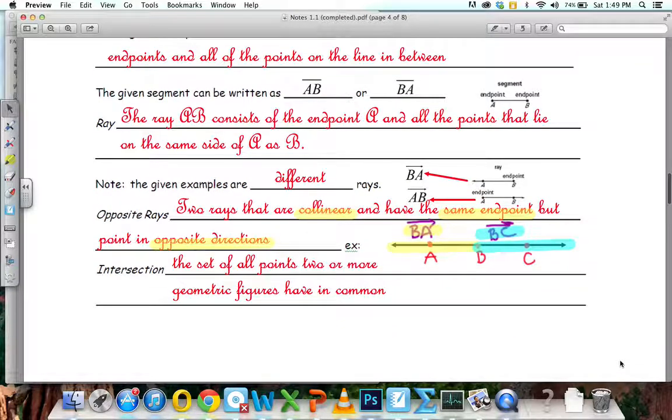Then we have these things called opposite rays. For 2 rays to be opposite rays, they have to be collinear, so they have to be on the same line.